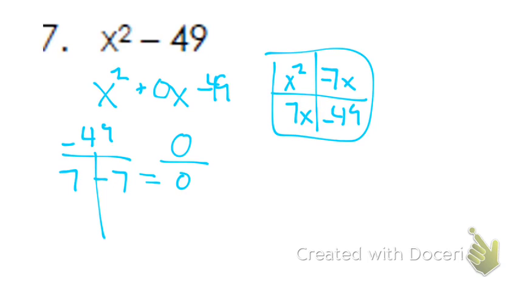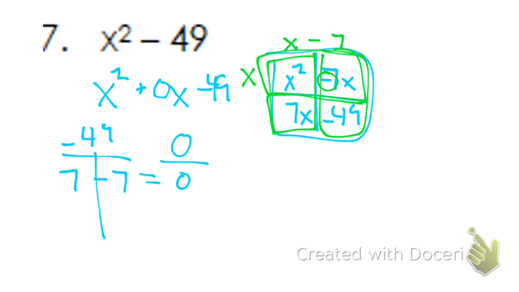But here we would write the GCF of each row and each column. So here I have a GCF of x. Here I have a GCF of a negative 7 because 7 is the largest thing to divide 7x and 49. We need to move that negative out. So we factored out that GCF. Here, x squared and minus 7x have an x in common. And here 7 and negative 49 have a 7 in common.